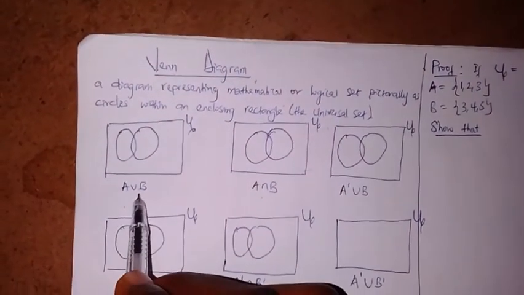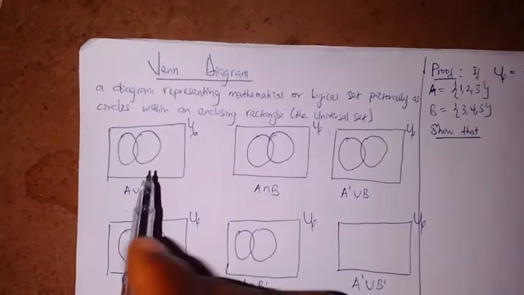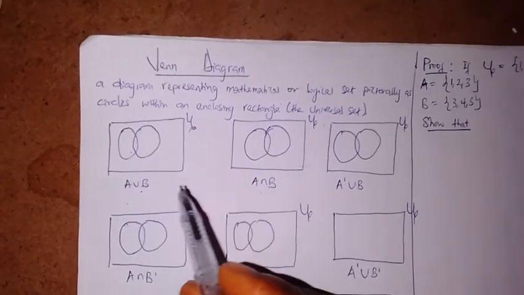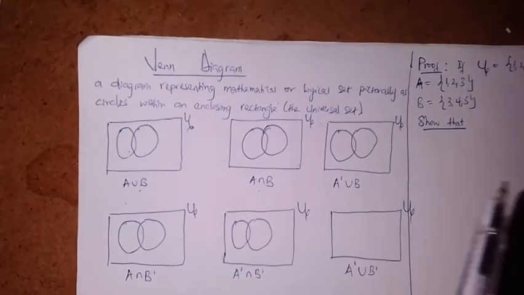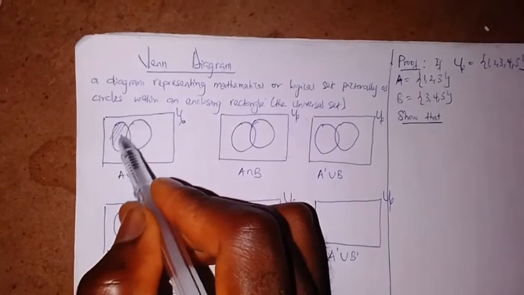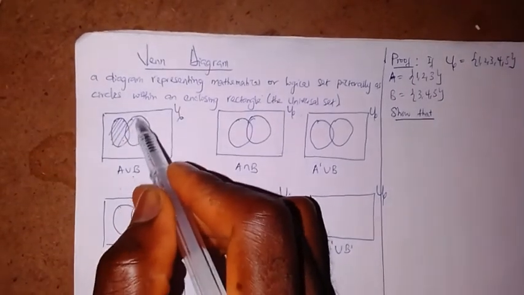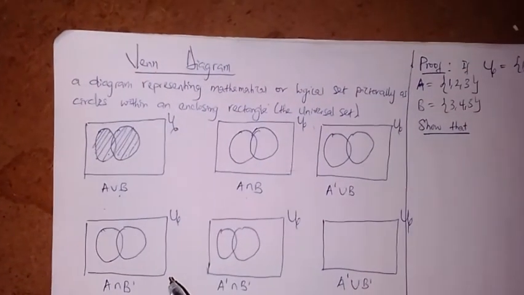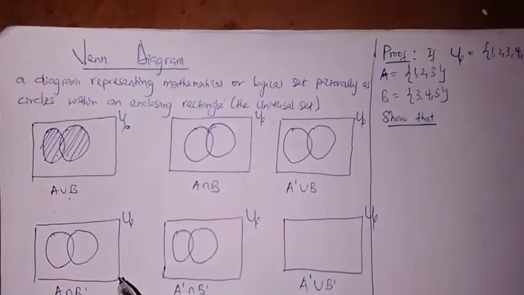Now, A union B means what? Elements in A and B. That's A union B. It means picking elements from A and B without repetition, as I explained in one of my classes. So this is automatically what? A union B, in set representation, Venn diagram form.